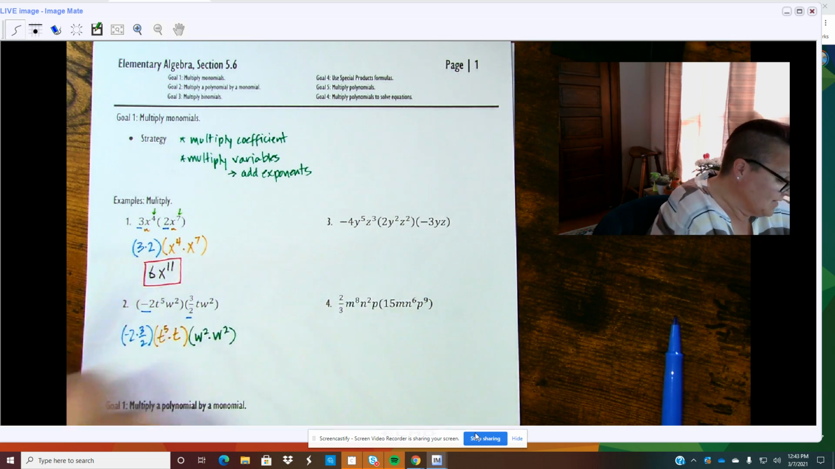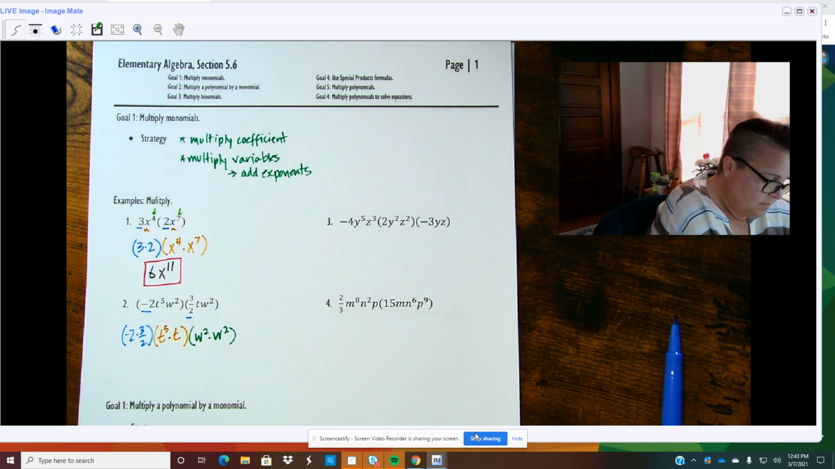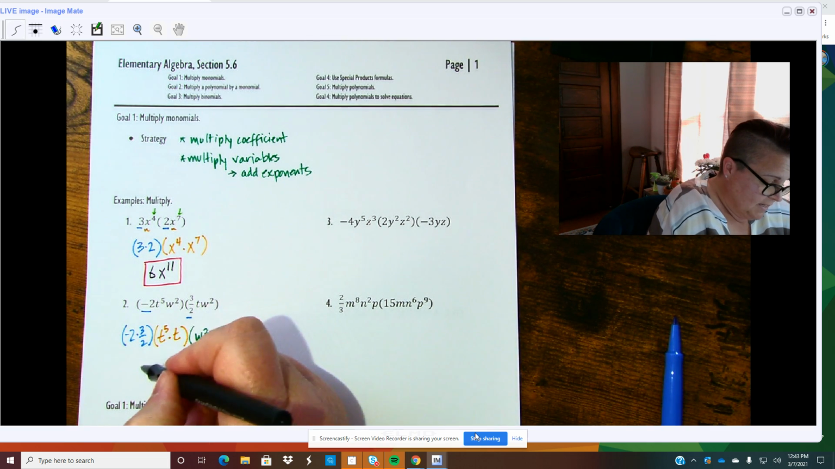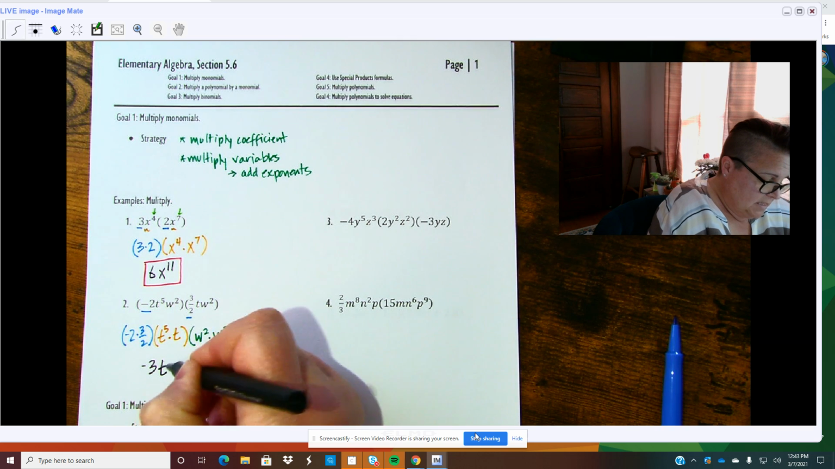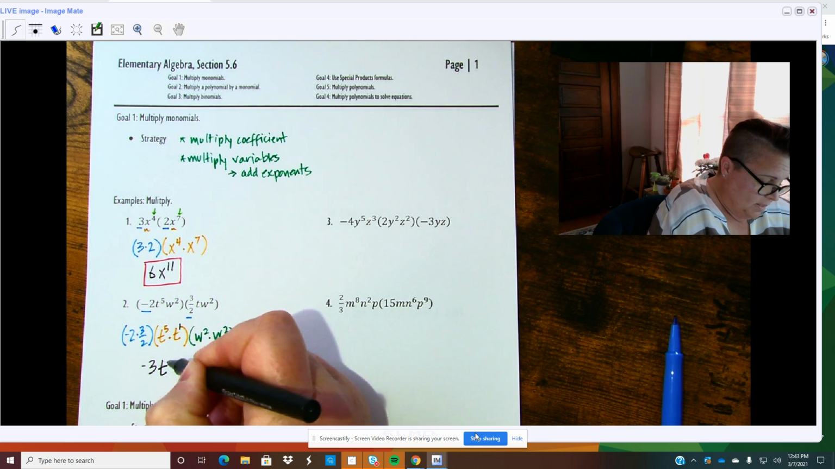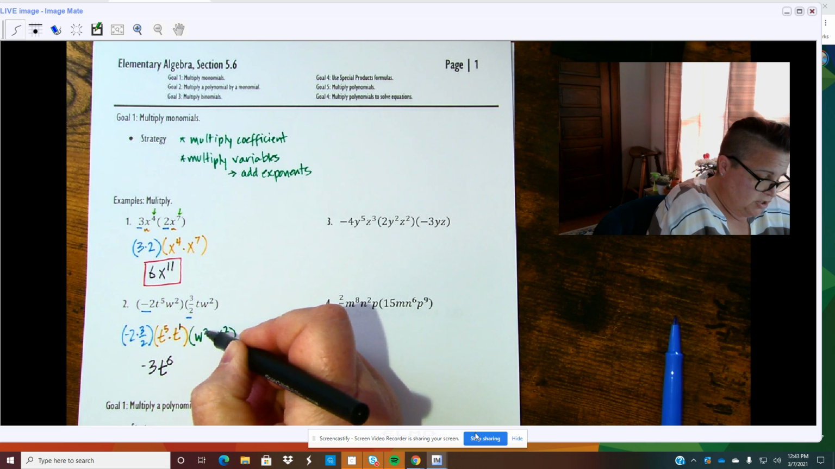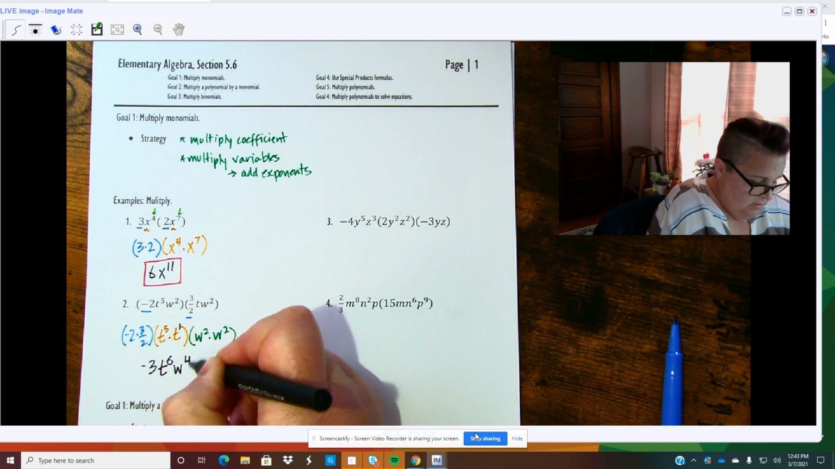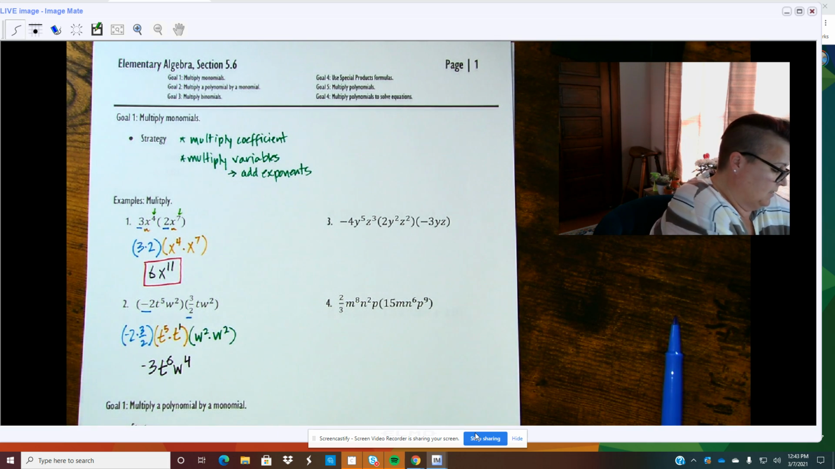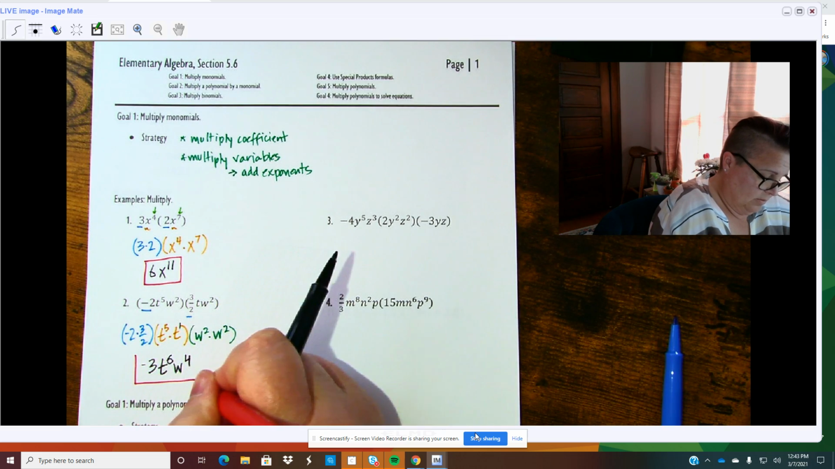We have a w squared times another w squared. This is going to give us a -3, t to the 5 plus 1, w to the 2 plus 2. So a -3, t to the 6th, w to the 4th.